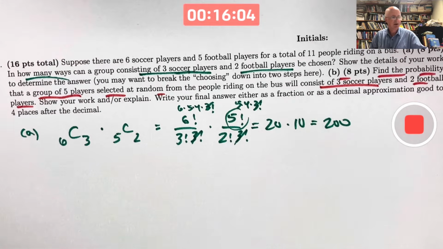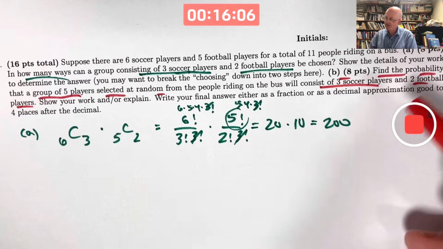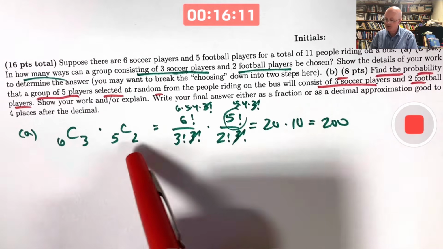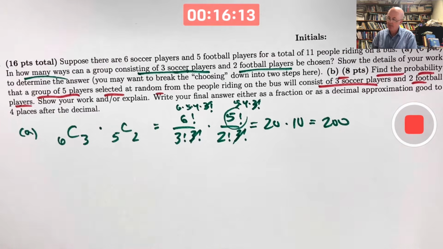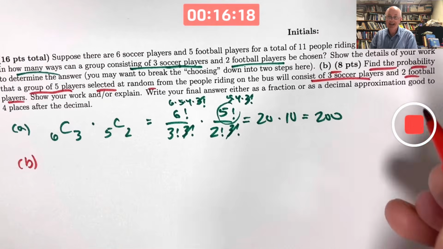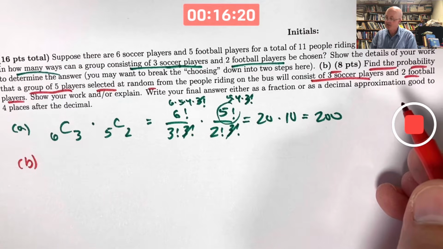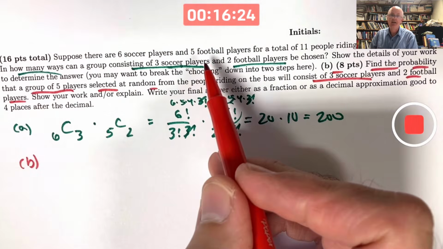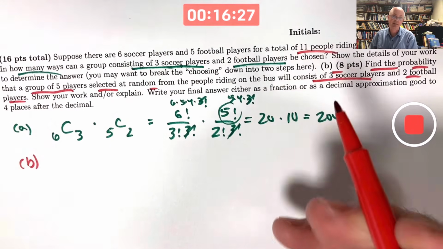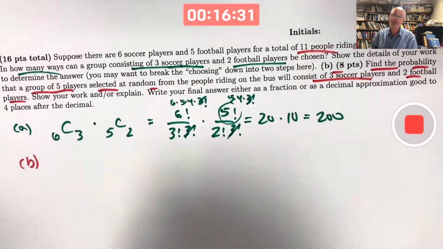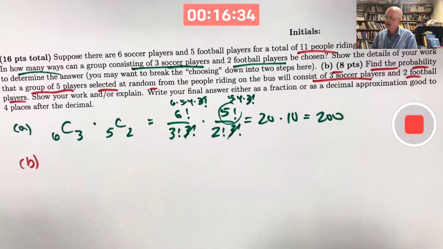Okay, so you think about it here. This was our number of ways of choosing 3 soccer players out of 6 and 2 football players out of 5. If we're going to use that to figure out a probability of getting that exact kind of group of 5 people, we are also going to need to know the total ways of getting 5 people out of a group of 11. Does that make sense? Where you might have maybe 4 soccer players and 1 football player, 5 soccer players and 0 football players, 2 soccer players and 3 football players, etc.